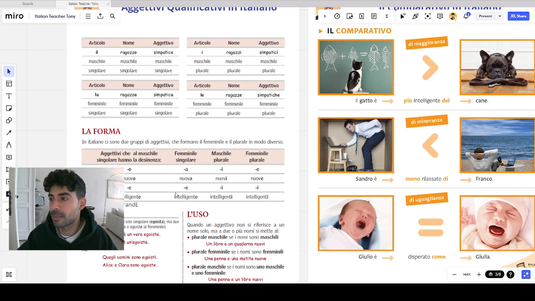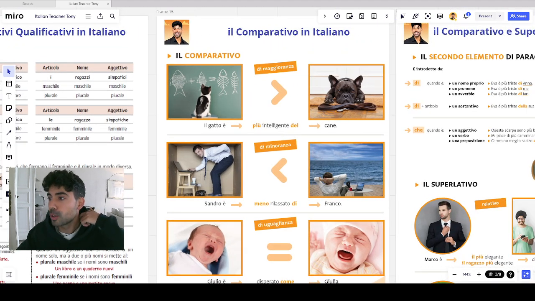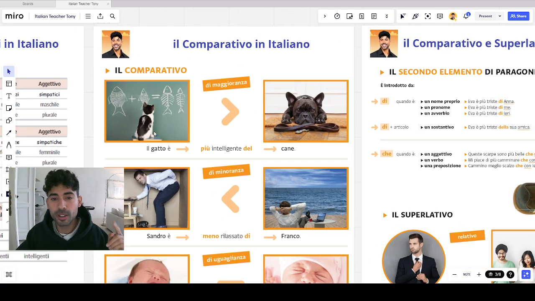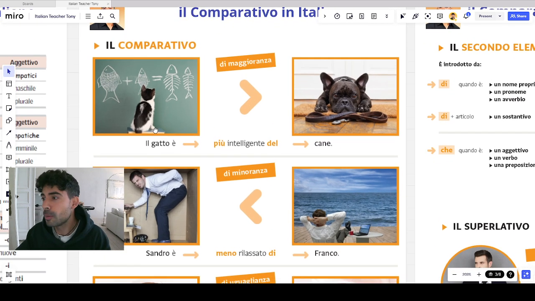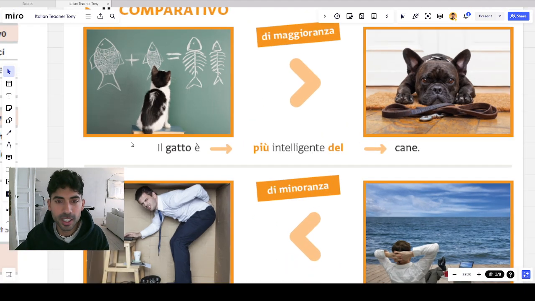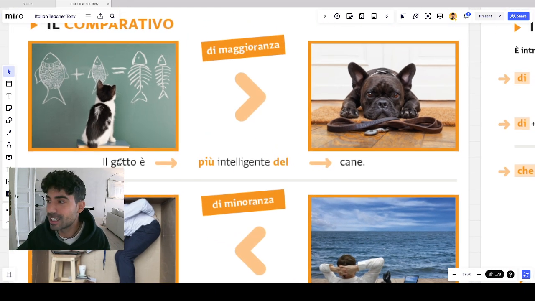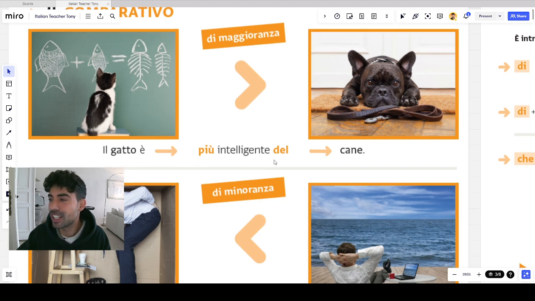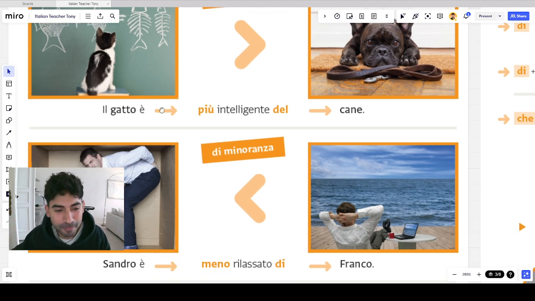Now let's have a look at some interesting use cases, because we want to learn how to build sentences and form comparisons between nouns in Italian. The very first thing we're going to look at is the comparativo. Comparativo is the structure that allows us to make comparisons between objects. For example, il gatto è più intelligente del cane. The cat is more clever than the dog. I don't know if it's true, but let's assume that that's the example, right?